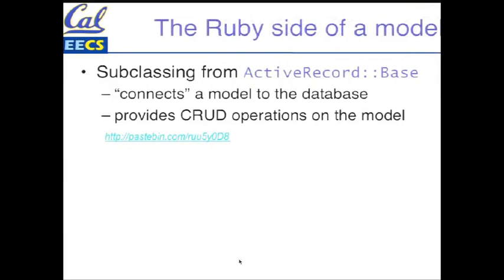So what does the Ruby side of a model look like? We subclass from ActiveRecord::Base, which gives us a lot of useful behaviors that connect the model to the database. And in particular, one of the useful things it does is it makes CRUD operations on the model really, really simple. So let's take a look at an example.